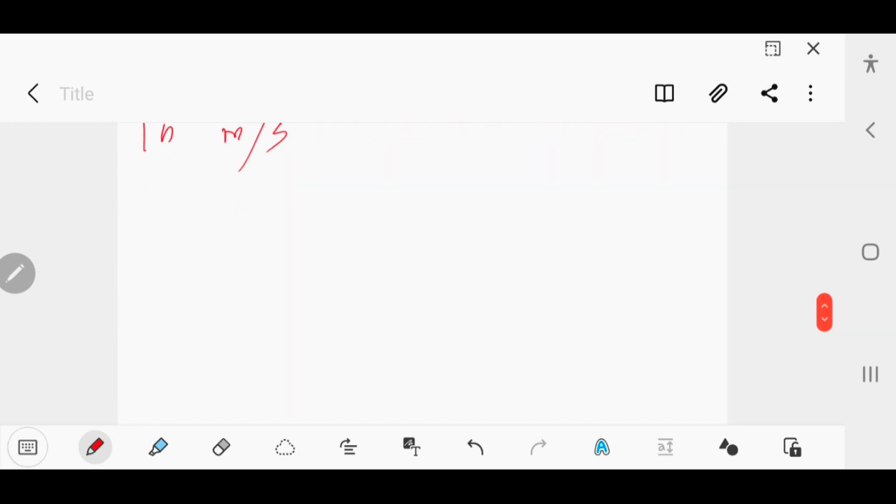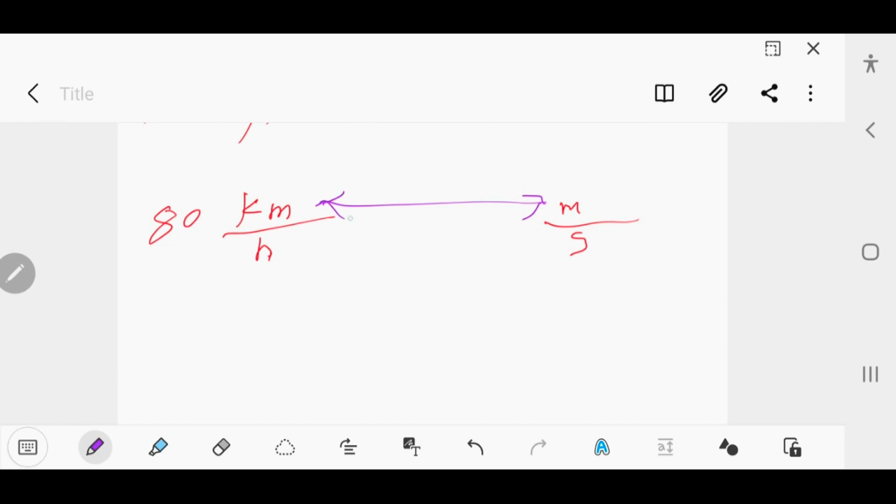first of all, we have 80 kilometers per hour. Guys, the kilometer that we need is numerator, okay, and the hour is denominator, and we need the unit to be meter per second. So you have to find out the relation between kilometer and meter, and the conversion factor between hour and second.